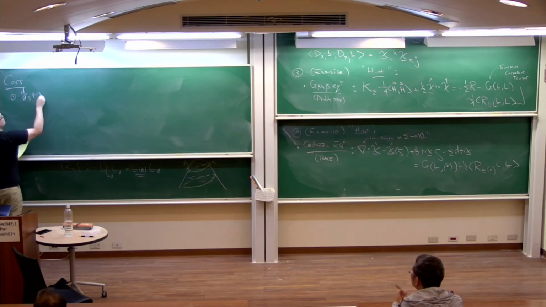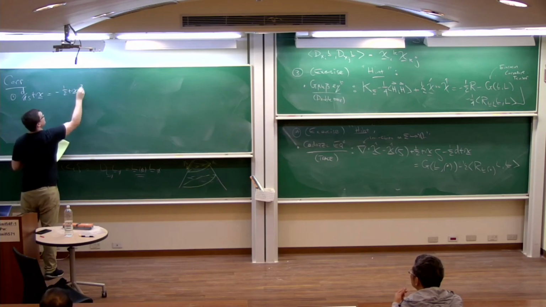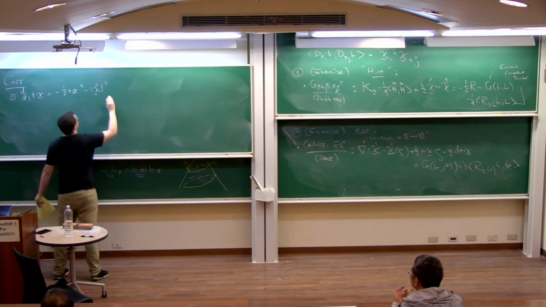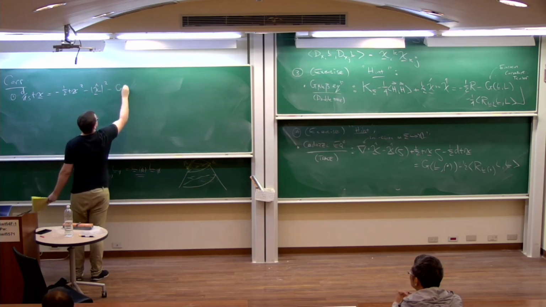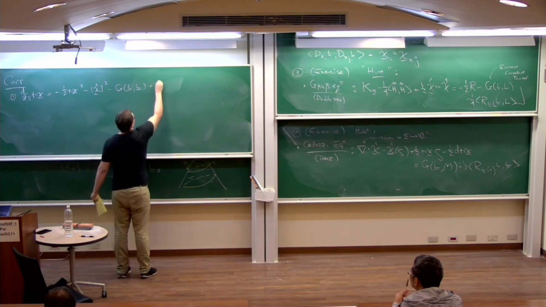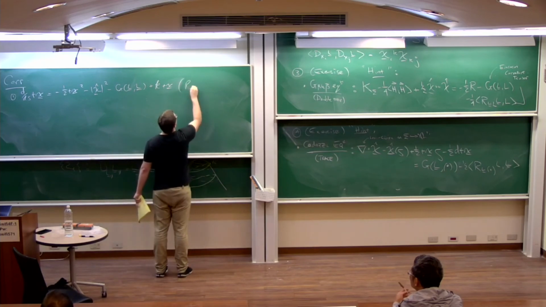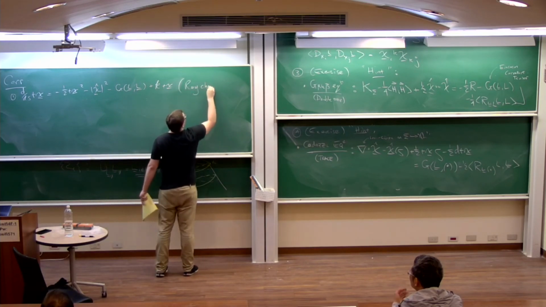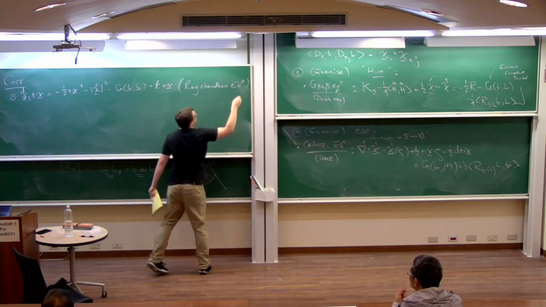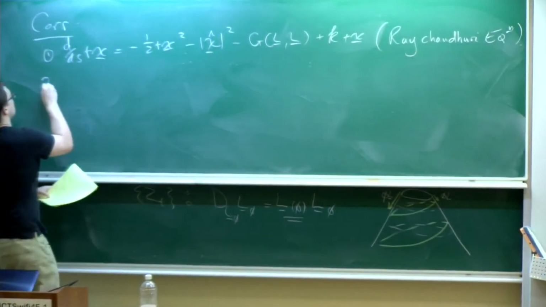Okay, so the corollary. The rate of change of trace chi bar is equal to -1/2 trace chi bar squared minus the square of the trace-free part of chi bar minus g L bar plus kappa trace chi bar. And this is called the Raychaudhuri equation. Okay, so that's really why we came.